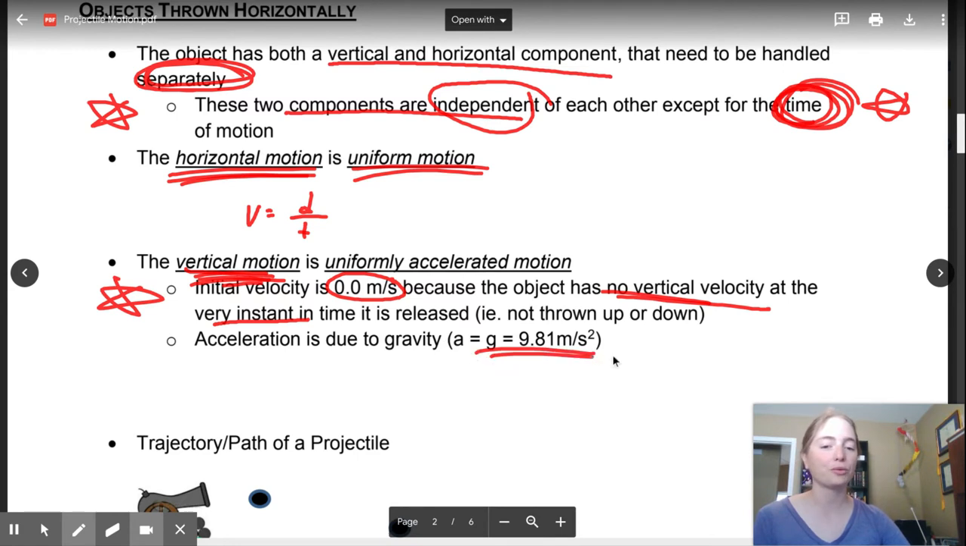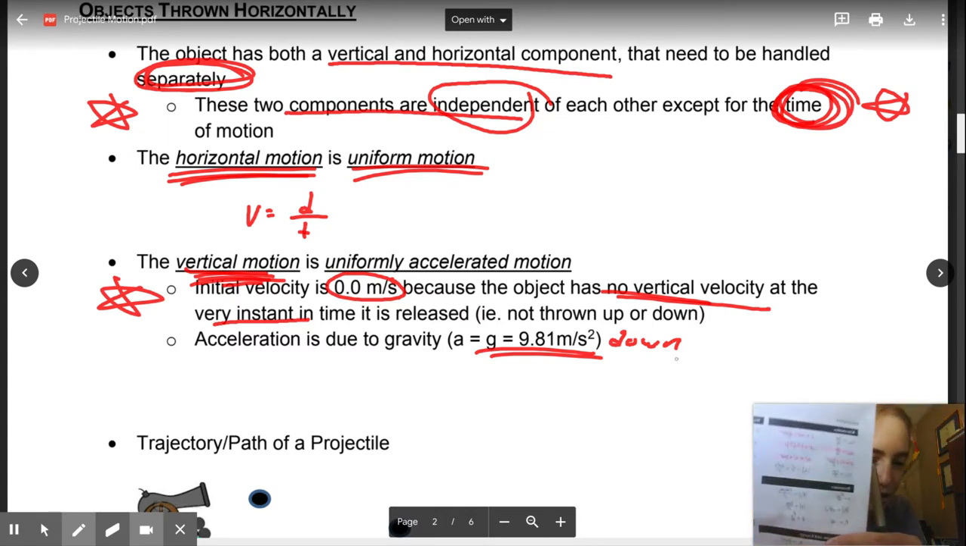And your acceleration in any projectile motion question is going to be your gravitational acceleration of 9.81 meters per second squared, and your direction is going to be down. So you could choose to make it positive or negative depending on the scenario. Now, your equations that you're going to use are going to be any of the 5 acceleration equations.